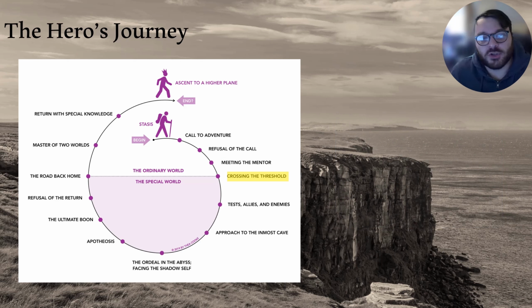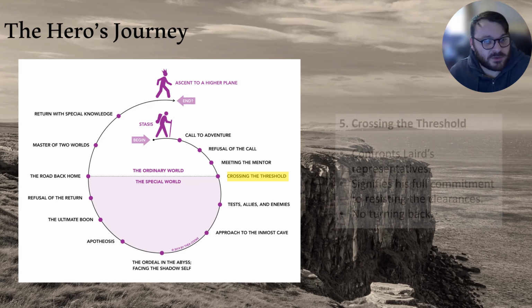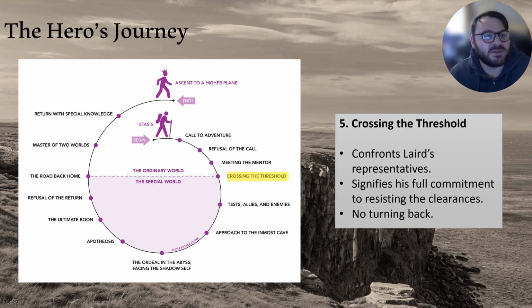We then move on to step 5, which is crossing the threshold. And this is where Lachlan could have a confrontation with McTavish's representatives, which signifies his full commitment to resisting the clearances. And from this point forward, there's no turning back.